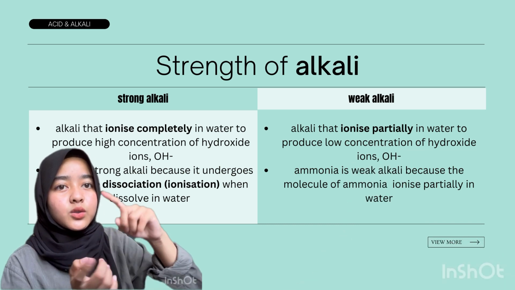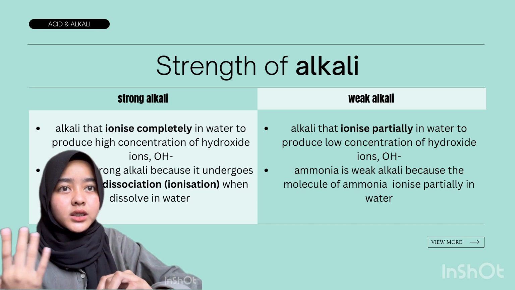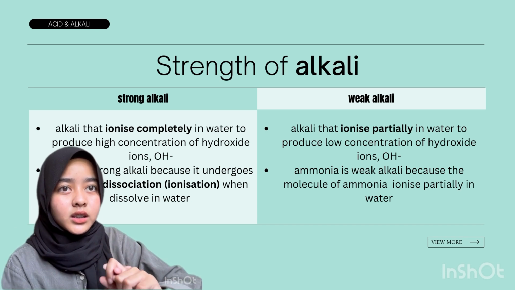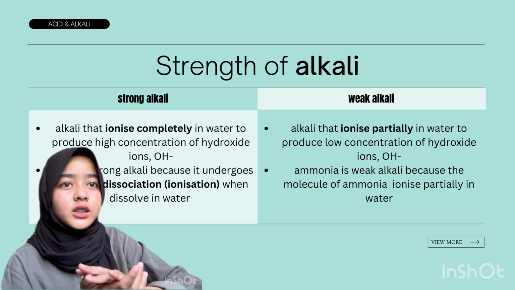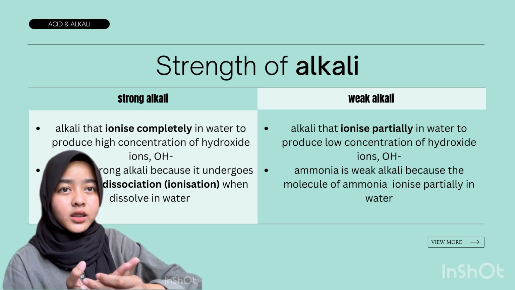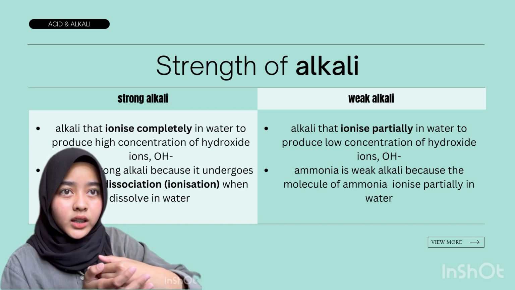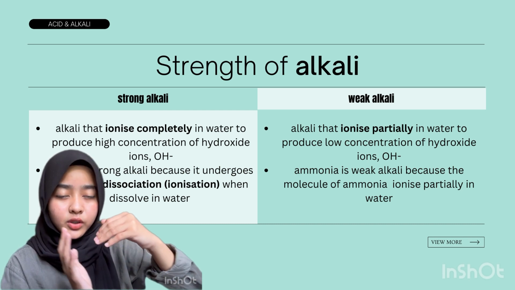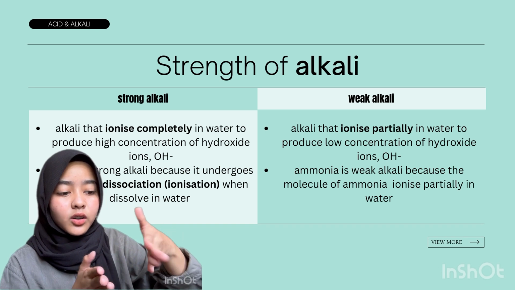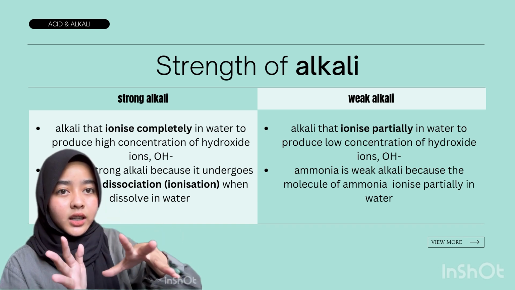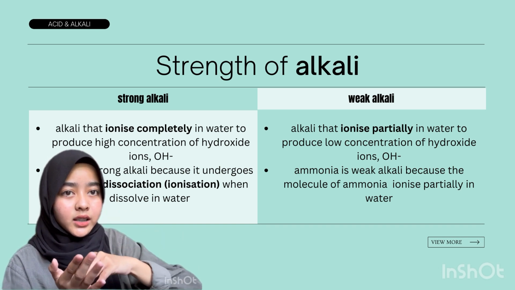Then the next one is weak alkali, which is an alkali that ionizes partially in water to produce a low concentration of hydroxide ions, OH⁻. For example, ammonia is a weak alkali because the molecules of ammonia ionize partially in water. Only part of the hydroxide ions will be ionized.